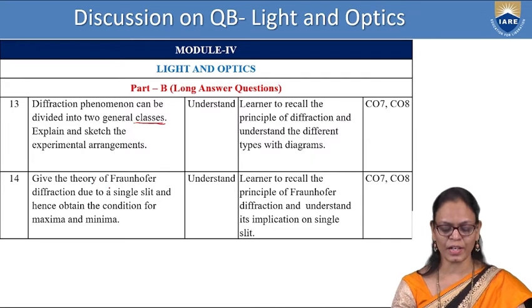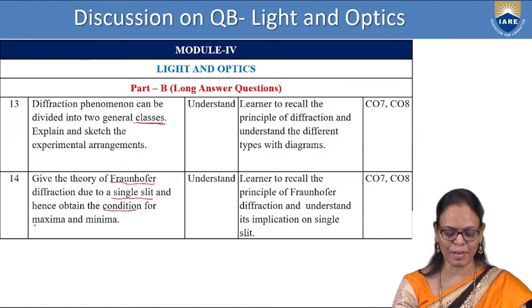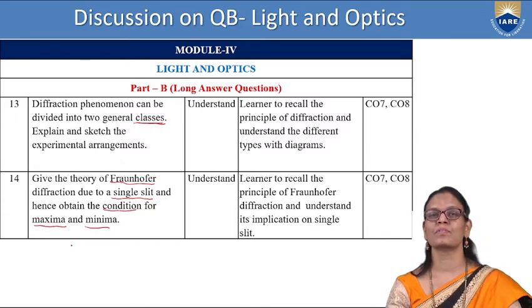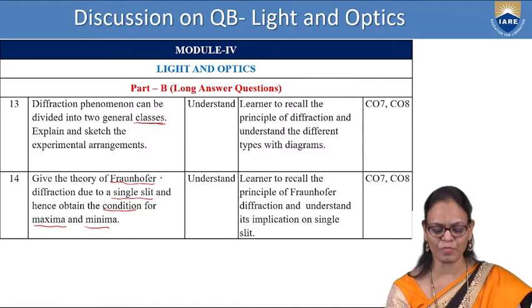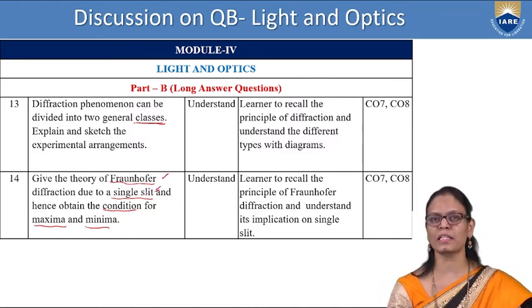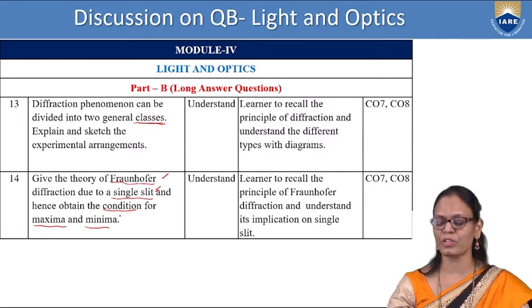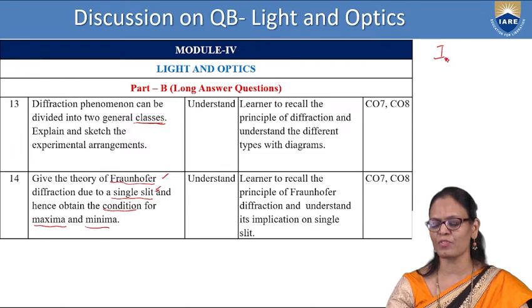Next, give the theory of Fraunhofer diffraction due to single slit, and then obtain the condition for maxima and minima. So you will have to explain the setup for Fraunhofer diffraction due to single slit. We have already seen the experimental arrangement for single slit. So then we have to obtain the condition for I max and also I minimum in case of single slit.